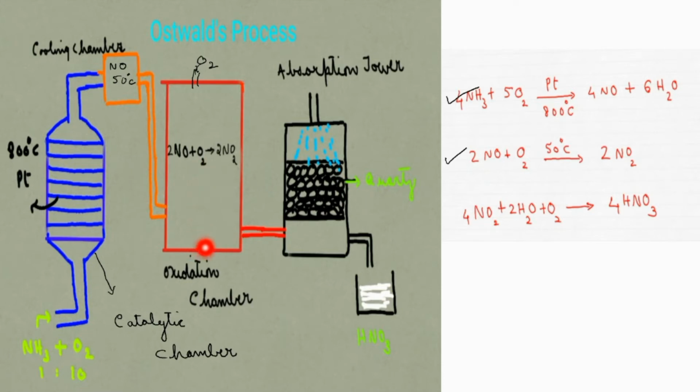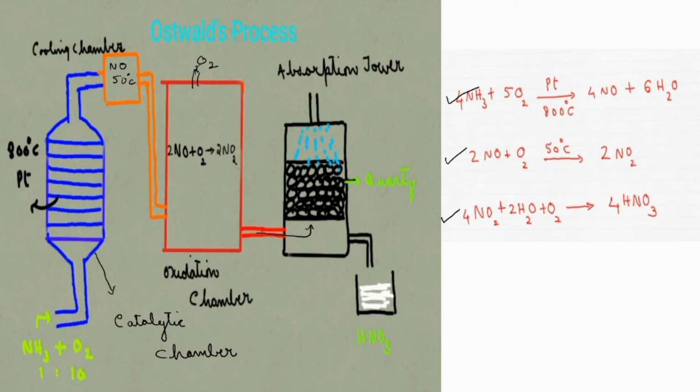Once nitrogen dioxide is formed, we feed this nitrogen dioxide and excess oxygen into the absorption tower. The absorption tower is packed with quartz pieces. The gases go up, whereas we sprinkle some water from the top, as you can see in the picture. This nitrogen dioxide and oxygen, in the presence of water, combine to form nitric acid. So simple, right? All three steps are over, and finally we got nitric acid.